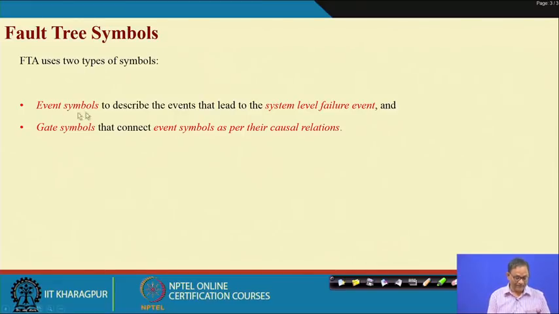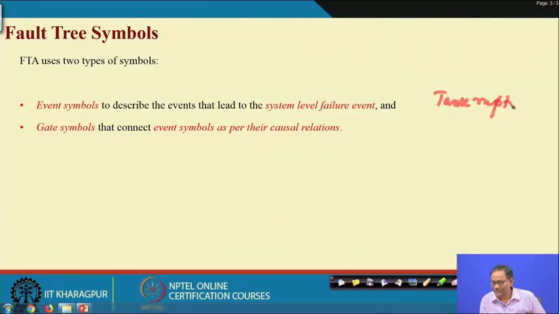This time you have heard of event symbols and gate symbols. The event symbols describe the events that lead to the system level failure, and gate symbols connect the event symbols as per their causal relations. Okay. Let me repeat once more. Event symbols describe the events that lead to system level failure. System level failure is the top event, and with reference to the pressure tank, we have seen that tank rupture is the system level failure.